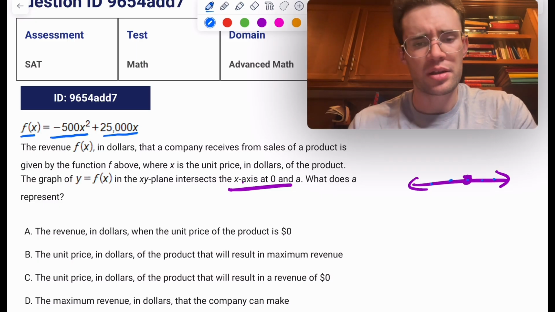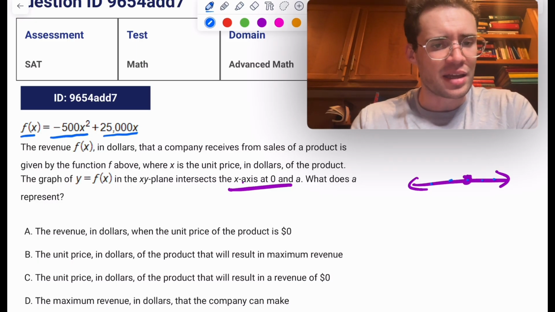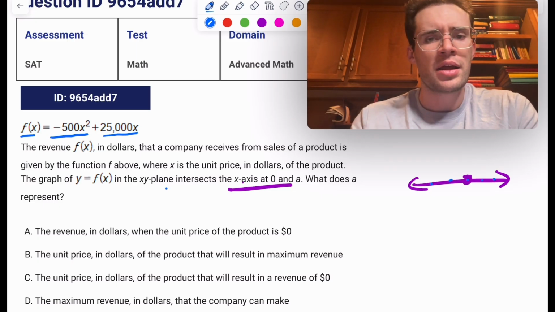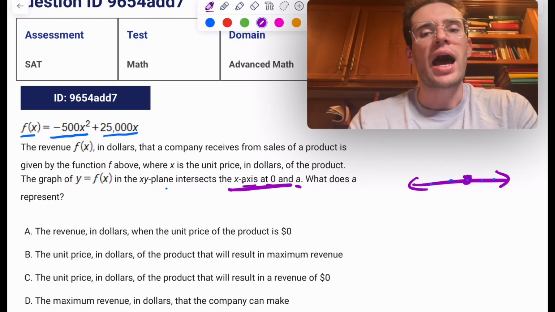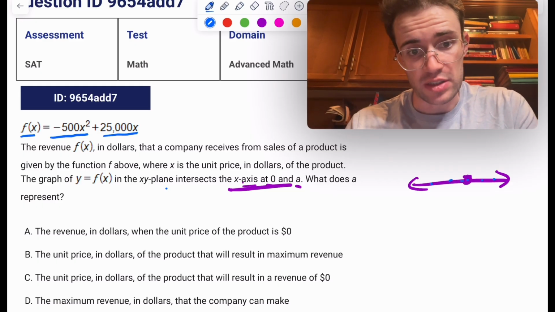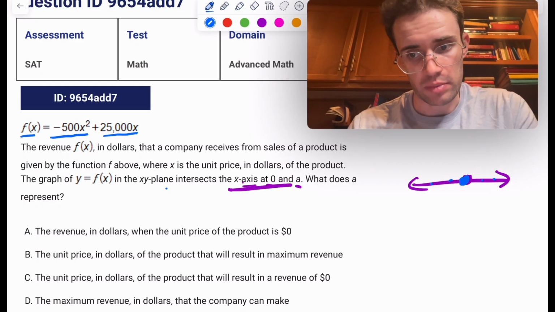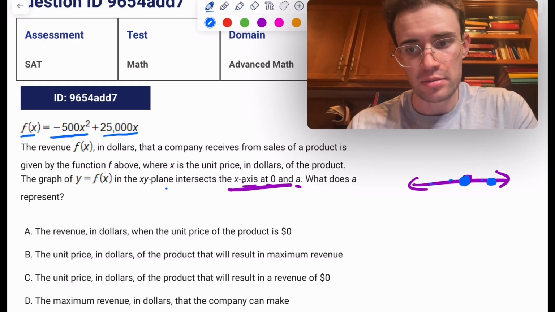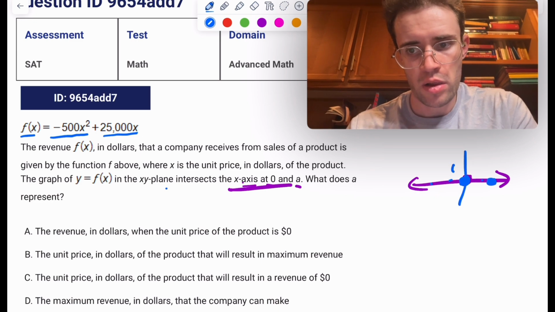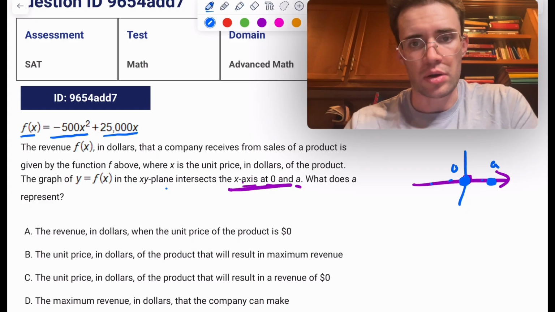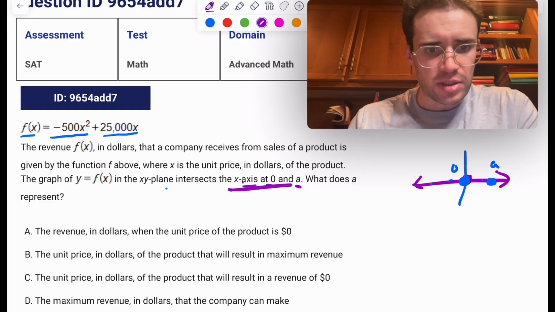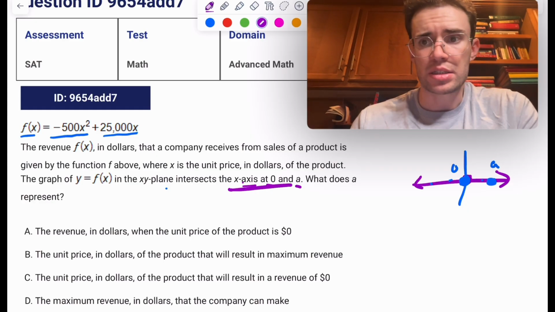Oh, I'm so stupid. It doesn't say 0, a. It says the graph of y equals f of x in the xy plane intersects the x-axis at 0 and a. Gotcha. So those are the zeros of this function. It's a quadratic, so it passes at 0 and at a. And so x equals 0, x equals a. I mean, a could also be negative. We don't know what it is. What does a represent? So a is the other 0.